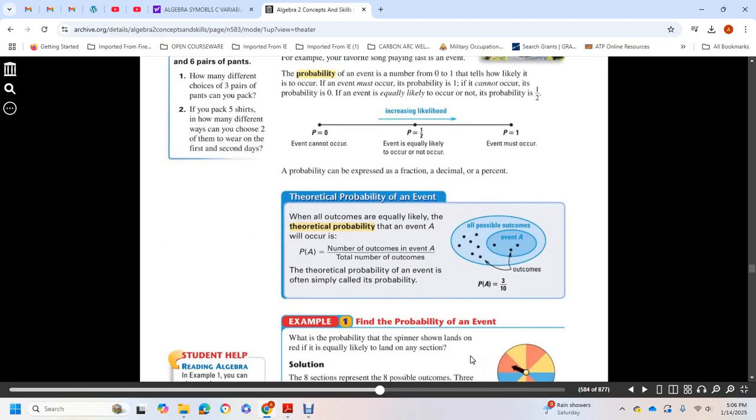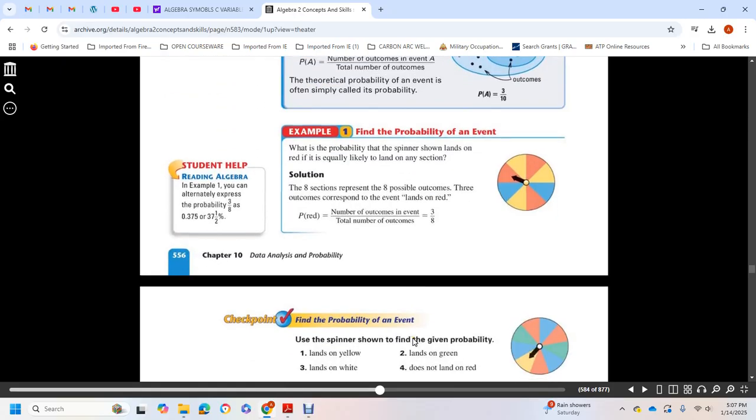Theoretical probability of an event. When all outcomes are equally likely, the theoretical probability that an event A will occur is the probability of event A, which is equal to the number of outcomes in event A over the total number of outcomes. The theoretical probability of an event is often simply called probability.